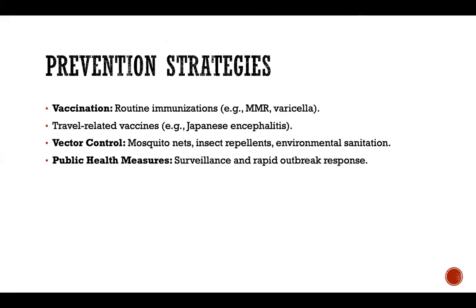So, prevention strategies. Vaccination is the big one, getting routine immunizations such as MMR and varicella. And if our patients are going to travel, it's good to advise them to get their travel-related vaccines. If they are going to areas with known viral causes, like Zika, we can make sure that they have mosquito nets and insect repellents, and sanitization of their environment. And then of course, public health measures. If there's a rapid outbreak, we're surveilling and responding appropriately.